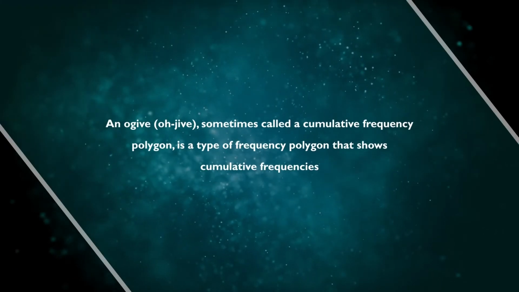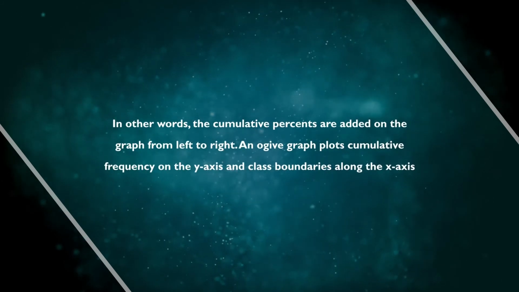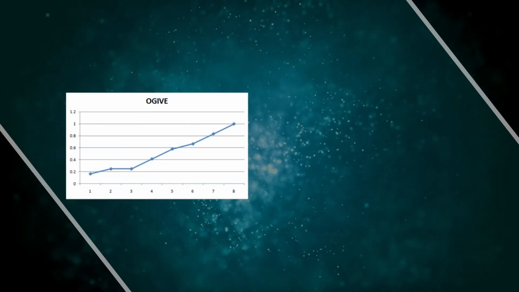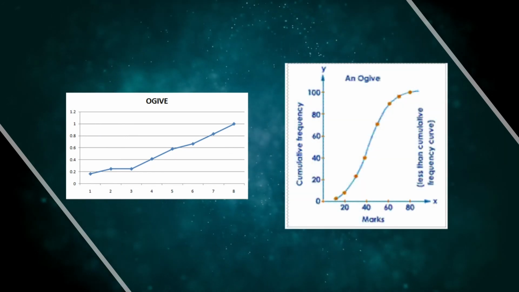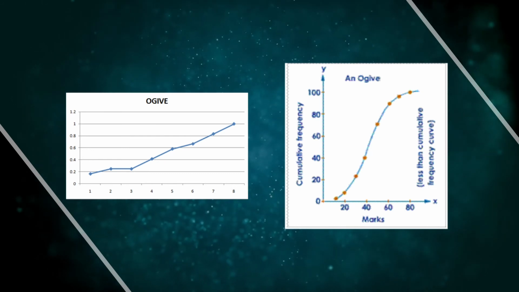What we have observed is that an ogive, sometimes called a cumulative frequency polygon, is a type of frequency polygon that shows cumulative frequencies. In other words, the cumulative percents are added on the graph from left to right, and the ogive graph plots cumulative frequencies on the y-axis and class boundaries along the x-axis. The ogive for the normal distribution resembles one side of an arabesque or ogival arc, which is likely the origin of its name.